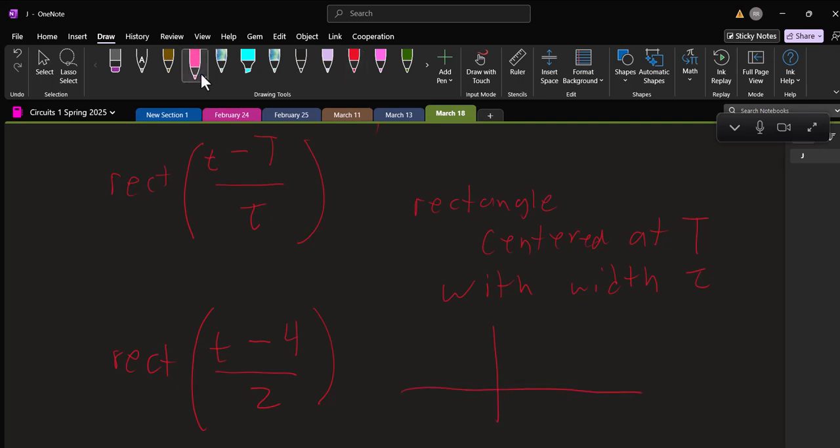and it's going to be 0 everywhere else. So 1, 2, 3, 4, 5, 6. Okay, so it's centered at 4, and it has width 2, and it'll have height 1. So it goes like this. So 1, 2, 3, 4, 5, 6. So it starts at 3 and ends at 5 because it has width 2.